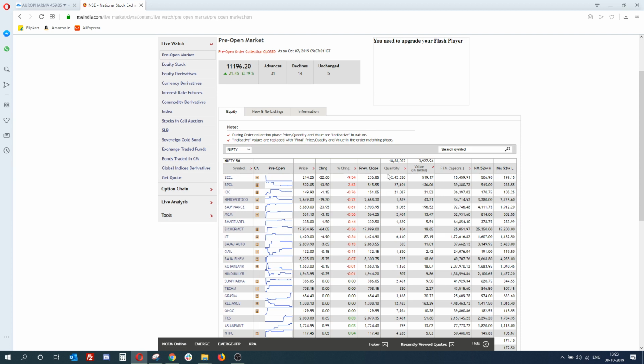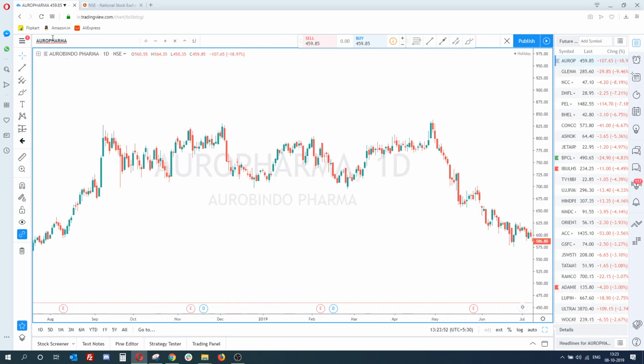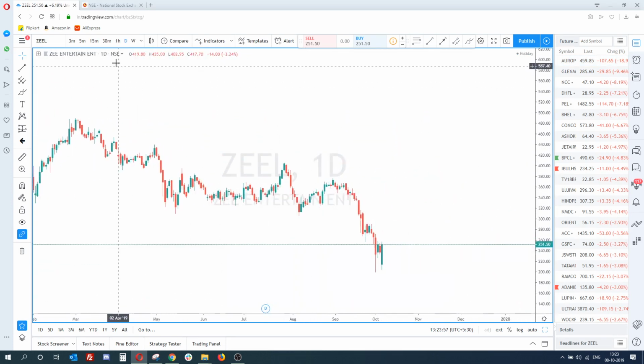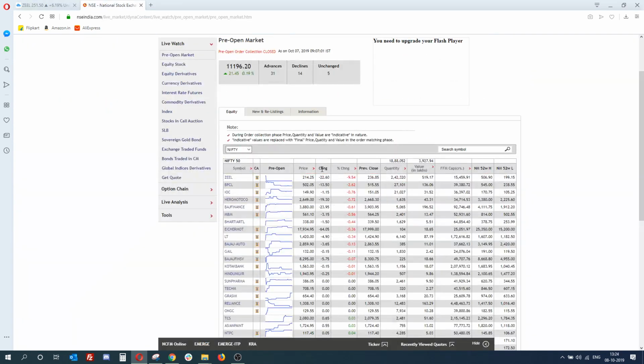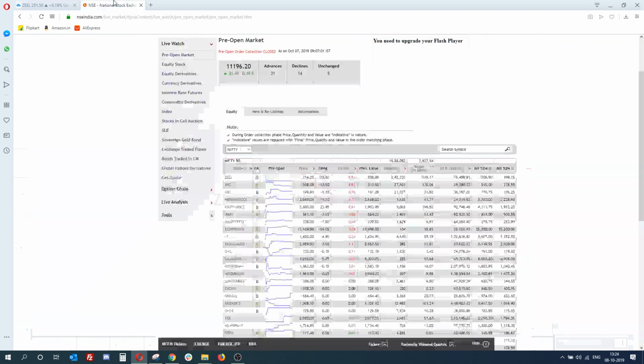For Zeel, what they do is select Zeel, add many indicators, and look at how Zeel looks. Okay, so Zeel showed complete bearishness, and if you had traded here, you would have made a loss. I'm pretty sure that Supertrend, Bollinger Bands, and moving averages would have given a sell signal here, but see what happened. A loss happened.